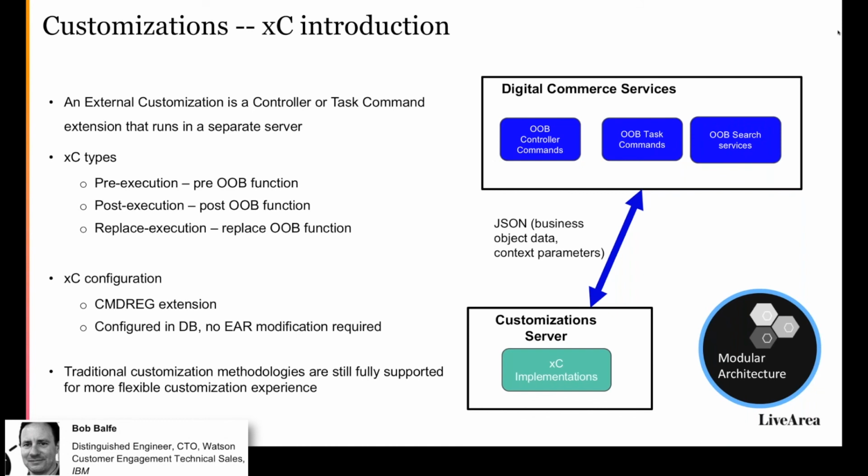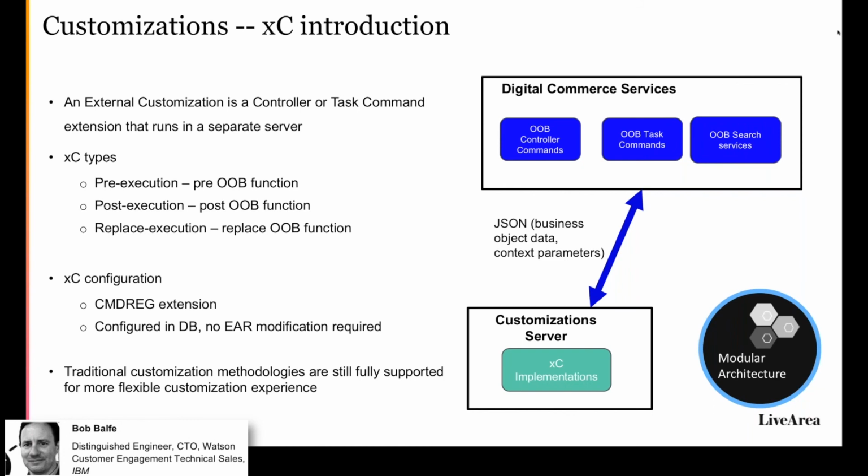Same thing with XC configuration. So things like a command reg extension are configured in a database instead of an EAR modification. So no more deploying EARs, shutting down servers, or doing any of the network deployment work that you would have normally done in the past. It's a lot more seamless going forward. And you can see over on the right here the different digital commerce services and how they interact with the customization server through JSON and business object data with context parameters and things like that.